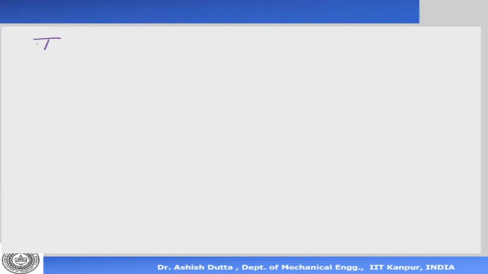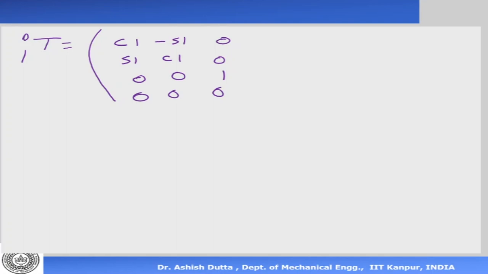So this will become T0 to 1. I take the first row, that is 0, 0, 0, theta 1. So it is cos theta 1, minus sine theta 1, sine theta 1, cos theta 1. Okay. And this is 0, 0, 1, this is 0, 0, 0, 0, 0, and this is also 0, 0, 0, and this is 1.